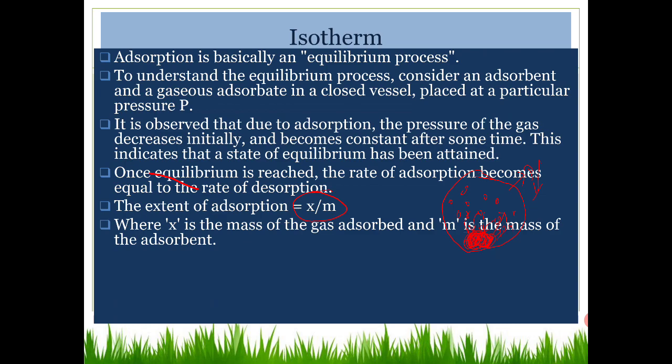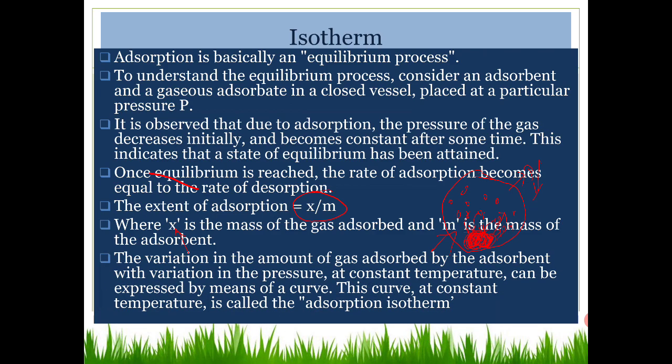In adsorption, the amount of adsorbent is kept constant. So what you will do is take a particular number of grams of the adsorbent, on which a certain amount of adsorbate is getting adsorbed. The amount of adsorbate is what we call x. The amount of adsorbent is taken as m. m is the mass of the adsorbent.